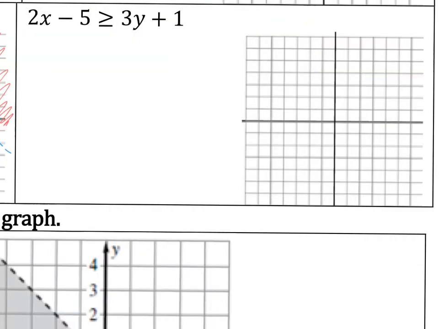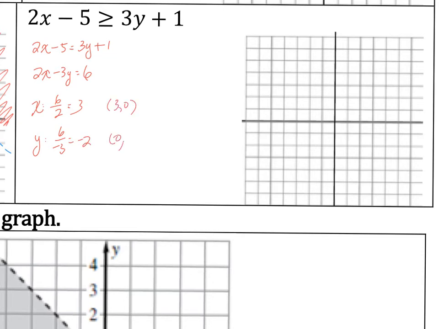And for this inequality, I'm going to first write 2x minus 5 equal to 3y plus 1. I'm going to again change this to standard form because I think using the intercepts is easier to graph. But again, you can change it to slope-intercept form if you like. And here my x-intercept will be 6 divided by 2, which is 3. Y-intercept, 6 divided by negative 3, which is negative 2. So 3, 0, 0, negative 2.